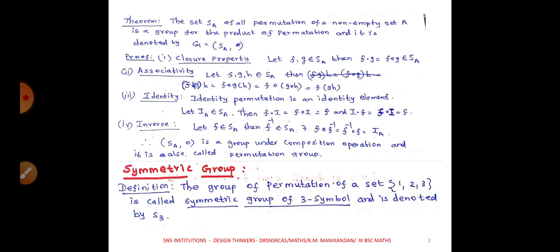Since S_A satisfies the four properties, closure, associativity, identity and inverse, S_A is a group under the composition operation, and it is called the permutation group. Next we define the symmetric group. Definition: the group of permutations of the set {1, 2, 3} is called the symmetric group of symbol 3, and it is denoted by S3.